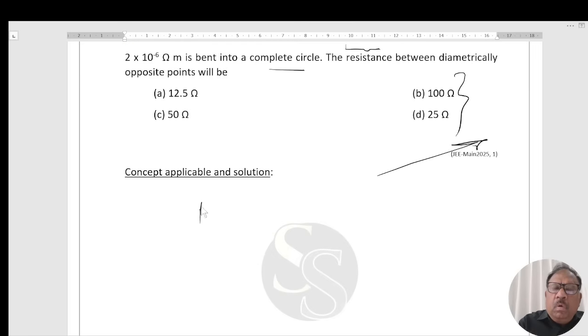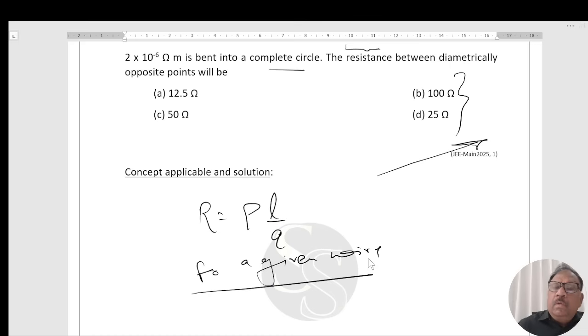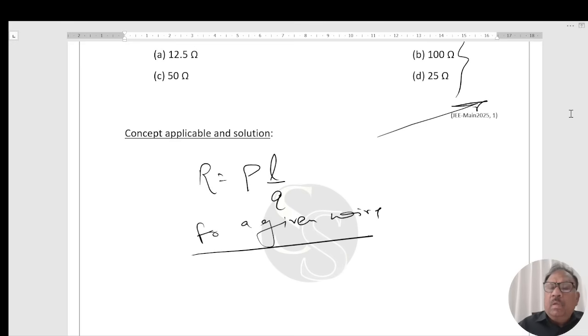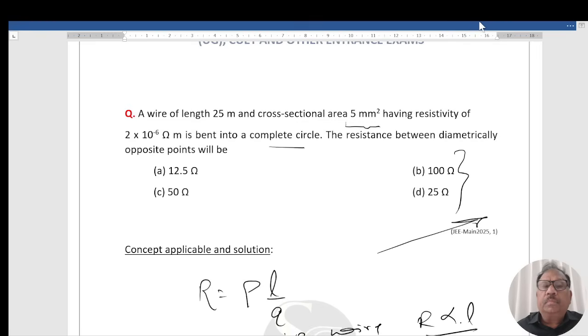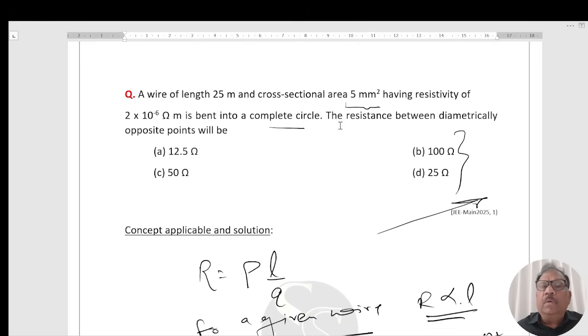Concept applicable: you know, R equals rho L upon A. For a given wire, R is proportional to length, as rho and A are constant.